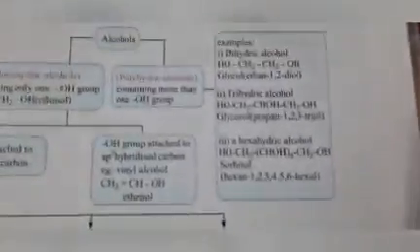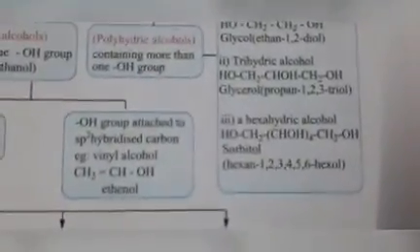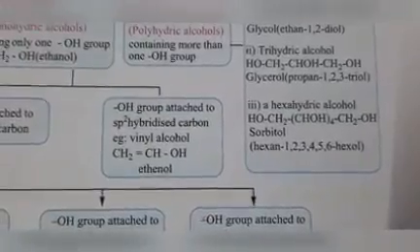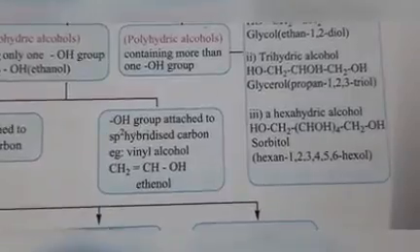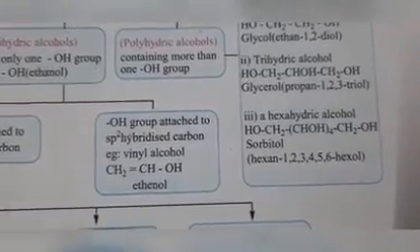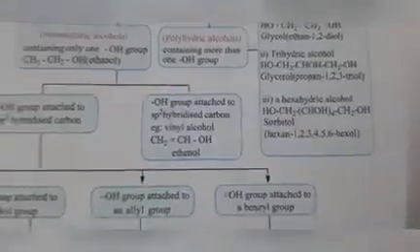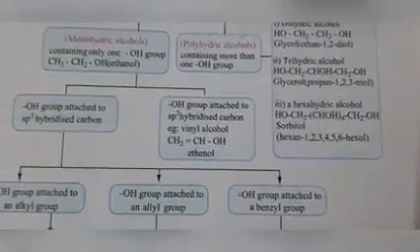Next one, OH group attached to the sp2 hybridized carbon. See here, OH is attached with a vinyl carbon, a double bond carbon. That is called vinyl alcohol. This is the classification of monohydric alcohol.